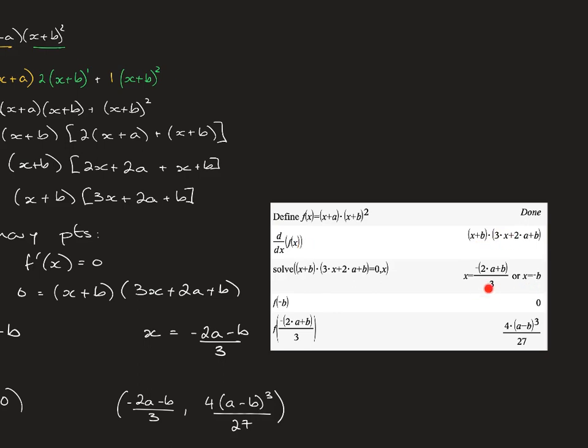So these are my x values that give me the stationary points. Substitute one into f and then the second one into f. And that's how I got my coordinate points that I got over here.